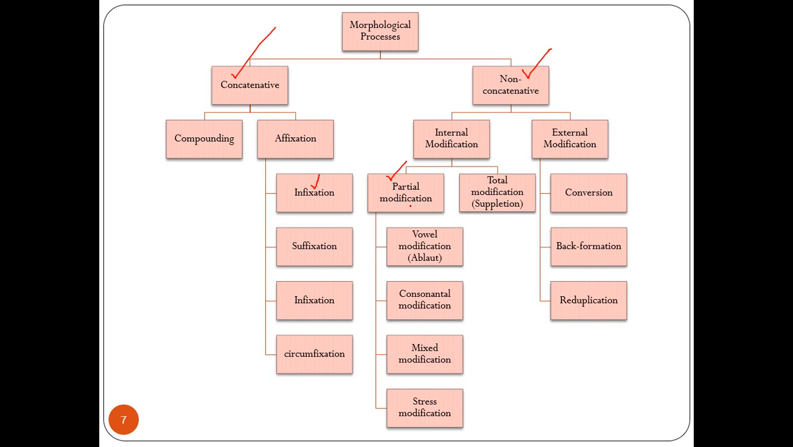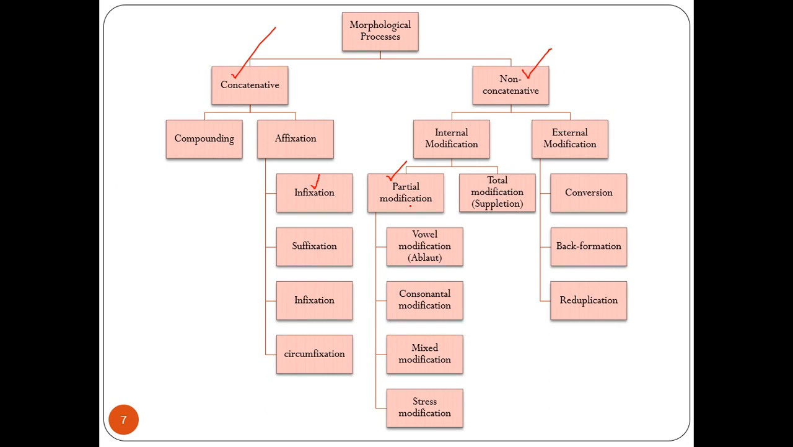This is non-concatenative because it's modification. Secondly, it is internal. Why? Because it has occurred to the internal structure of the word man. And thirdly, this is partial modification. Why? Because the whole structure of the word was not modified, but rather just a part, an item. A phoneme is modified. The vowel is modified, and this is called a vowel modification, sometimes known as ablaut. So this is partial modification.